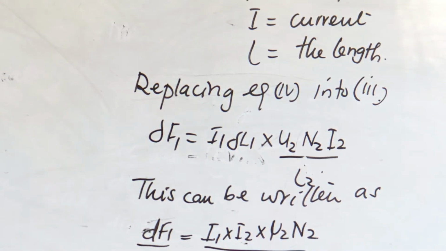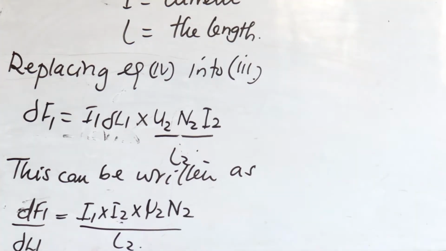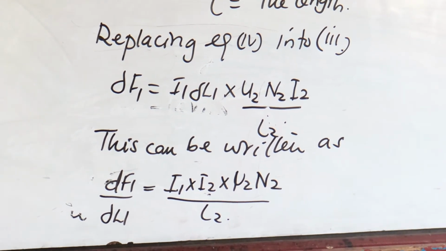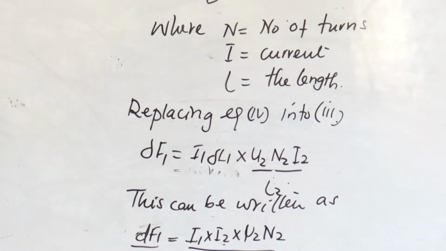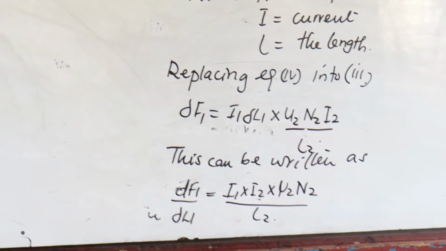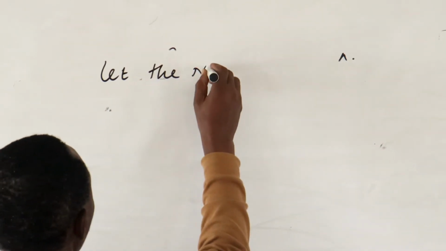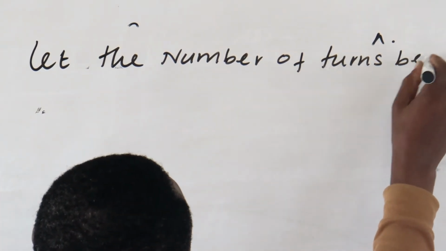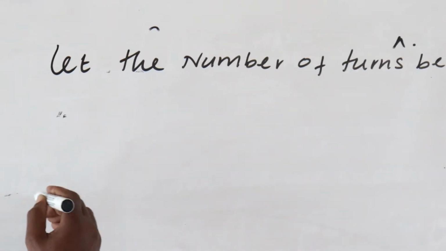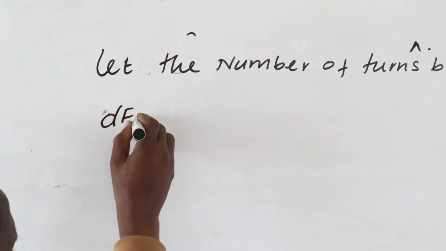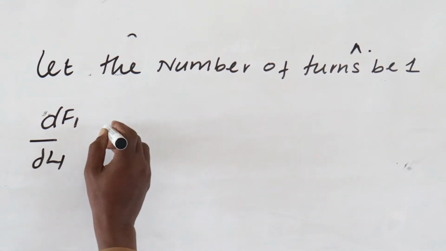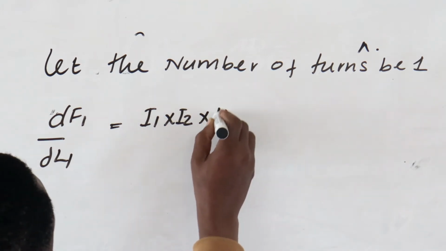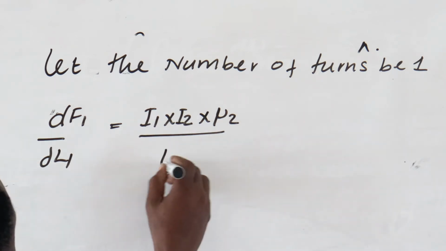But what we can say is that we can still say that, let the number of turns be 1. So the formula will be reduced to dF over dL is equal to I1 times I2 times mu2 over L2.